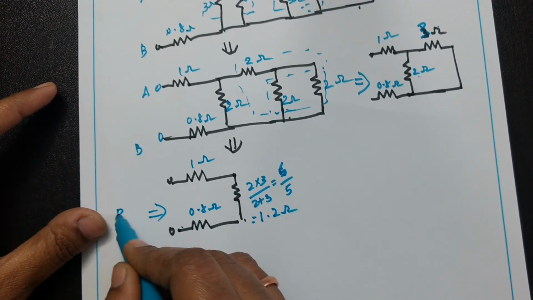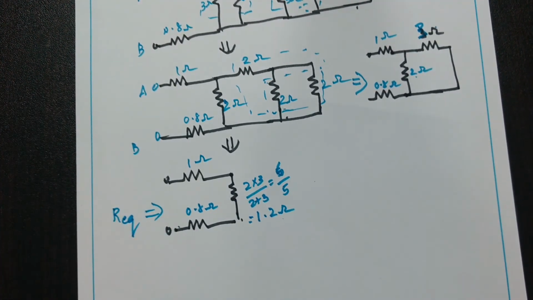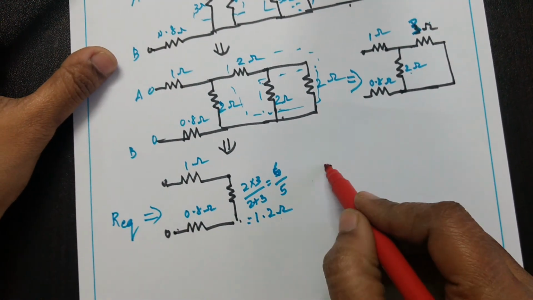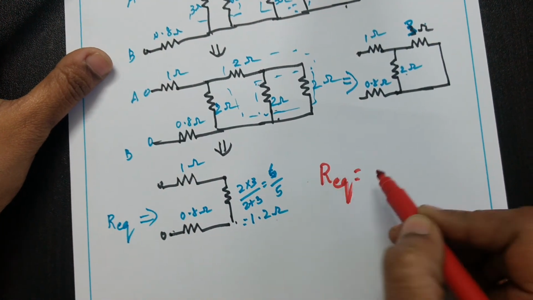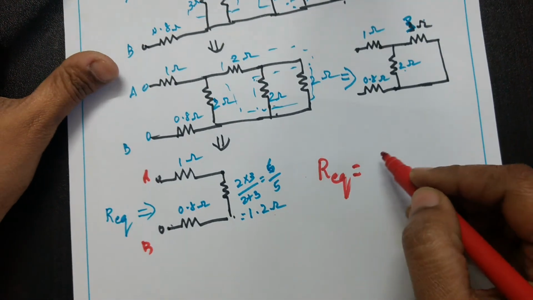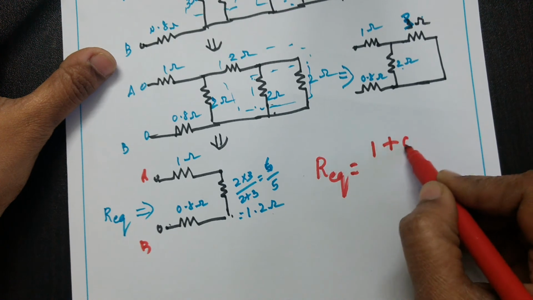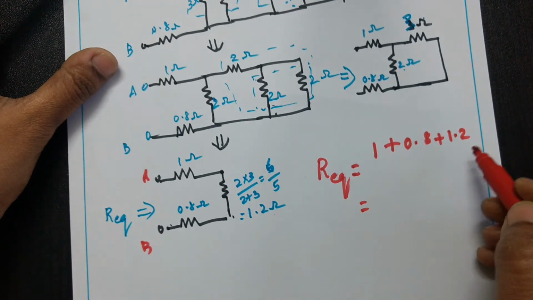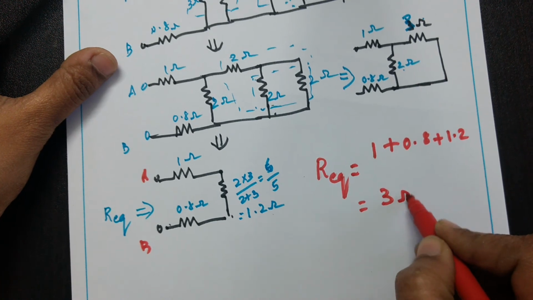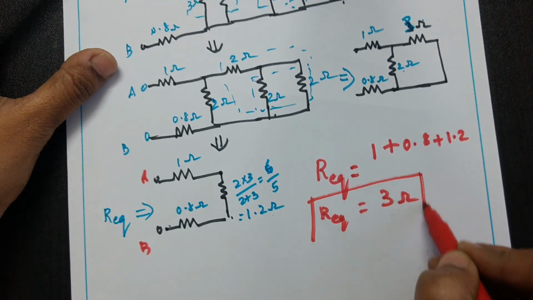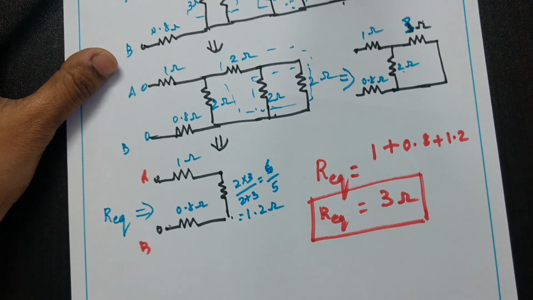So we can find the equivalent resistance. What is the equivalent resistance? Here all are in series. So the equivalent resistance between the AB terminals is 1 plus 0.8 plus 1.2. So 2 plus 1, 3 ohms. That is the answer for the given network.